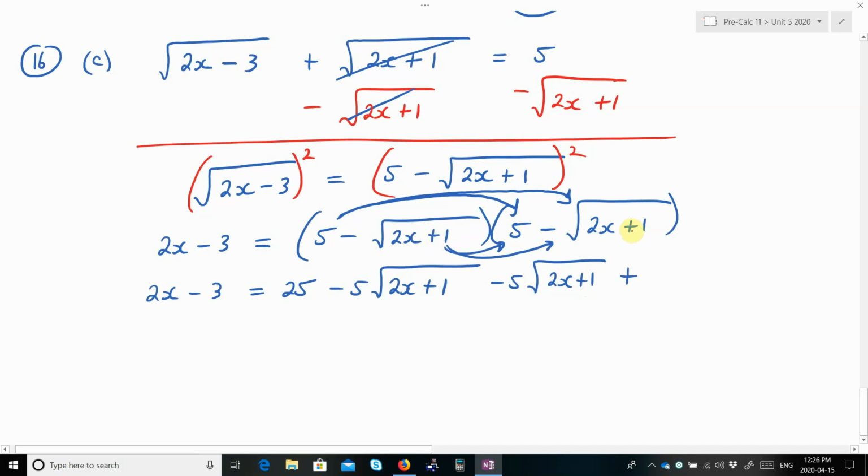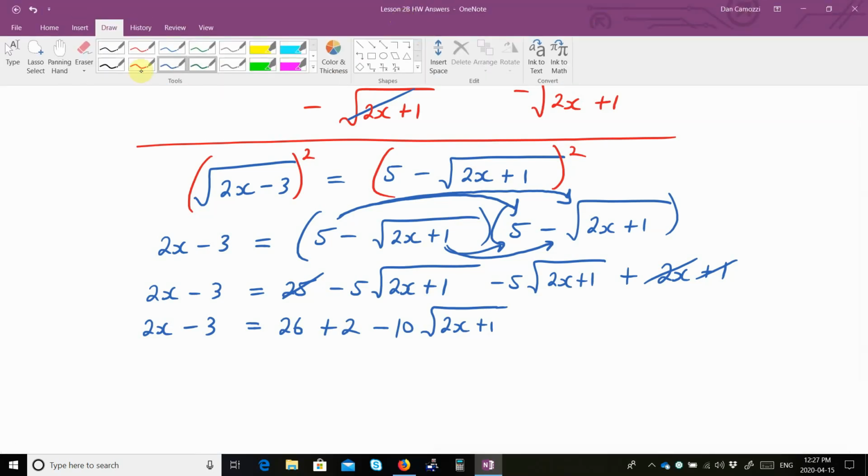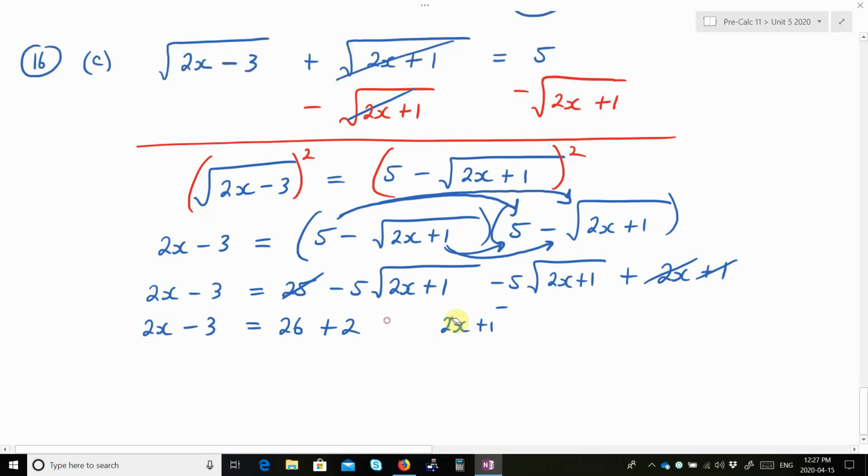The square root of 2x plus 1 times the square root of 2x plus 1, the square roots will cancel, and we're left with 2x plus 1. So we have 2x minus 3 equals 25 plus that 1 on the end is 26, so that takes care of those terms. We've got a positive 2x, and we have negative 5 times that square root thing minus another 5 root 2x plus 1, so that will be negative 10 root 2x plus 1. And so then our job is to isolate that radical and square both sides. And I noticed that I just forgot the x attached to this 2.